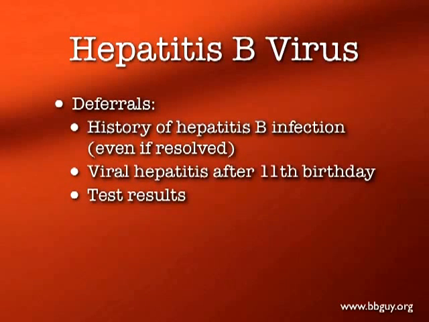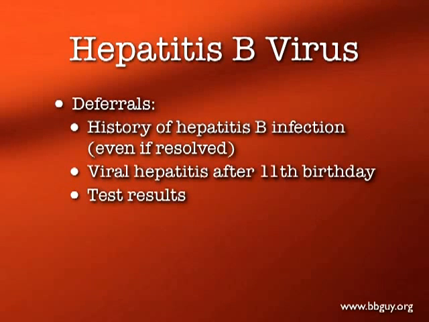Now, again, in terms of deferrals, if an individual has a history of hepatitis B infection, even if it's resolved, they are permanently deferred from donating blood. Another weird one that I just can't understand is that if an individual has viral hepatitis of any kind after their 11th birthday, even if it's hepatitis A, and it's completely resolved, doesn't matter. Any viral hepatitis after that 11th birthday is a permanent deferral. Talk to the FDA about that one.